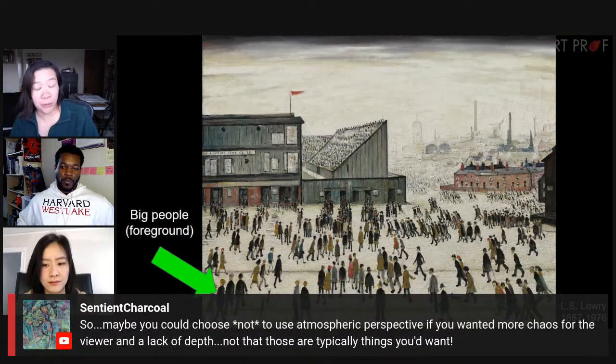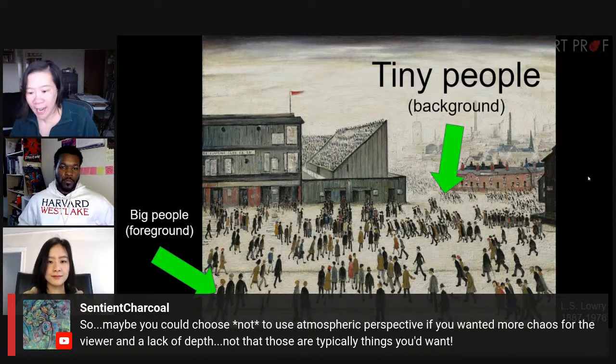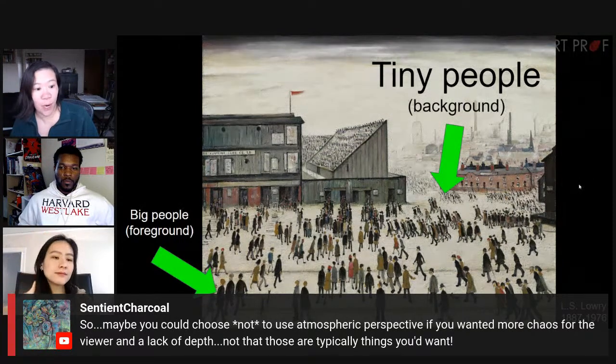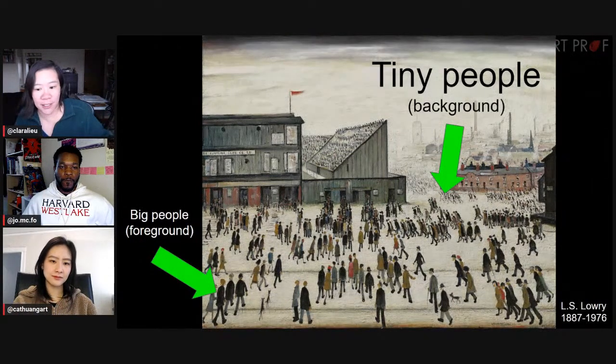Sentient says, maybe you could choose not to use atmospheric perspective if you wanted more chaos for the viewer and a lack of depth. Not that those are typically things you want. Well, if you're doing Where's Waldo, you are trying to pull people in different directions and confuse them, to make it very disorienting. Because you can see here in this L.S. Lowry piece, the people in the distance are tiny. You can barely even see that they're there.